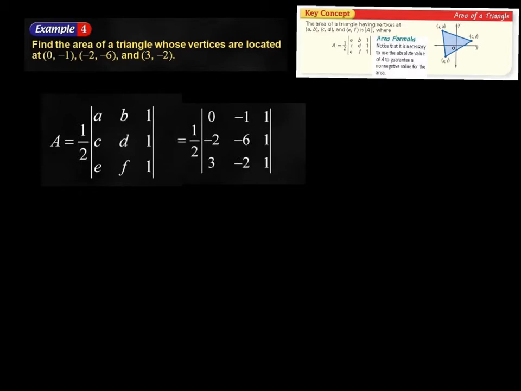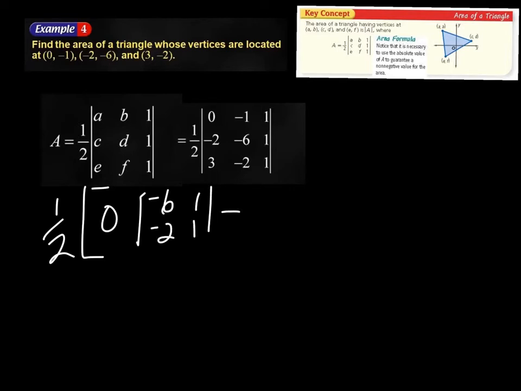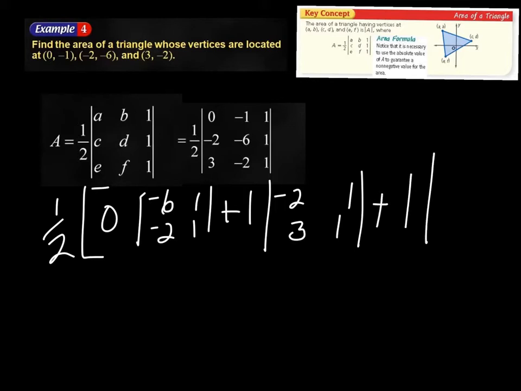Now we get to decide, do we want to do minors or diagonals? I'm kind of liking the minors myself, so I'm going to go that direction. So I'm going to have 1/2 times 0 times its minor. So negative 6, 1, negative 2, 1, minus negative 1, so plus 1, times its minor, negative 2, 1, 3, 1, plus 1 times its minor, negative 2, negative 6, 3, negative 2.